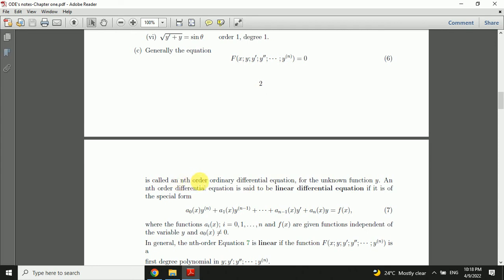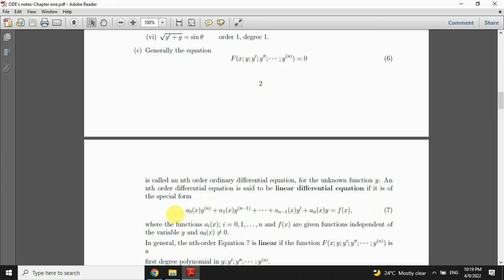So nth order means the unknown function has been differentiated n times. So it's called an nth order ordinary differential equation. It is ordinary because we have only one variable x. And we add on and say that an nth order differential equation is said to be linear if it is of the special form, this one in equation 7.